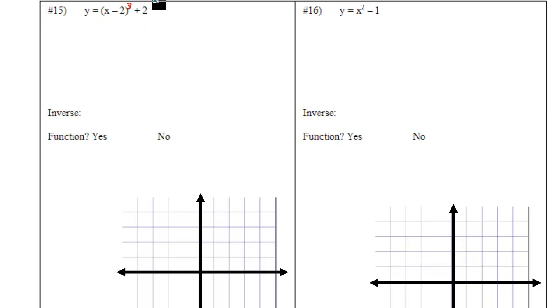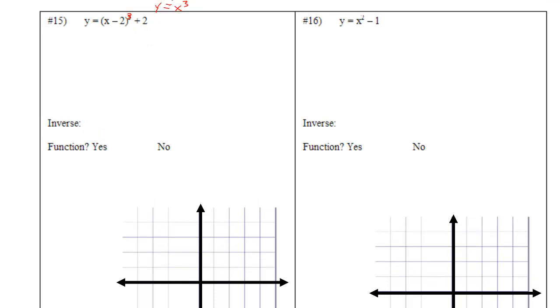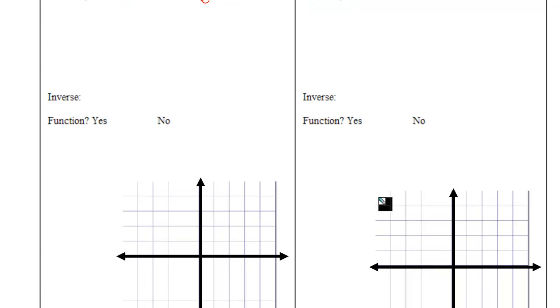The parent equation for this is y equals x cubed, which looks like this, with this point here being at 0, 0. This minus 2 takes that and translates it to the right 2. This plus 2 translates it up 2. Therefore, the curve is going to look something like this.